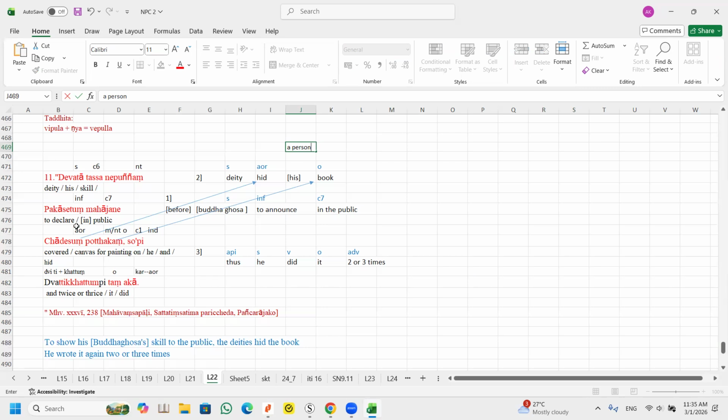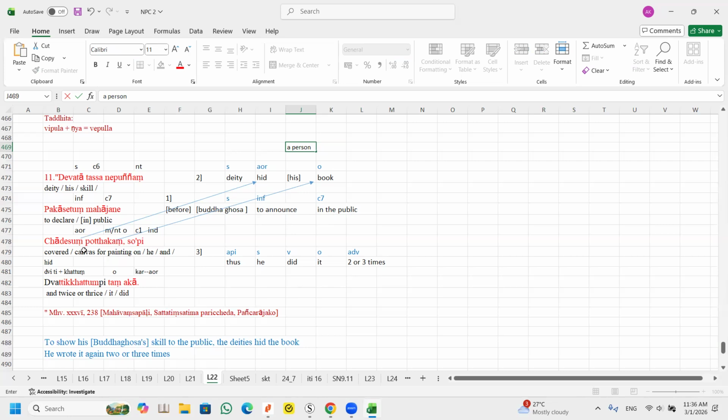Now the next thing, okay, can you see here? Number 2. Pakasetum, if you check the dictionary, is either declare or, in this case, I say to announce. To announce, this is locative. Announce in the public. This one, forget about this. This is the one. It means this is the second line. To announce in the public.